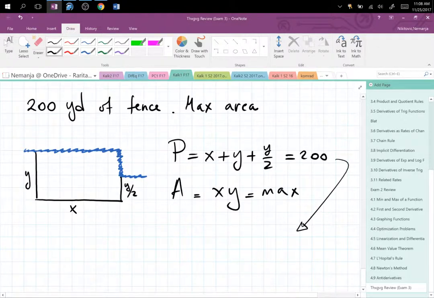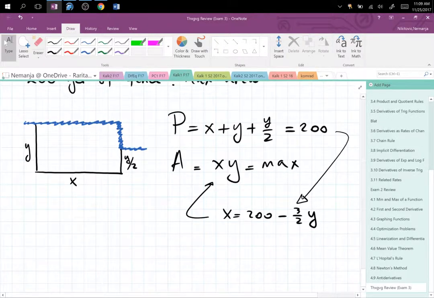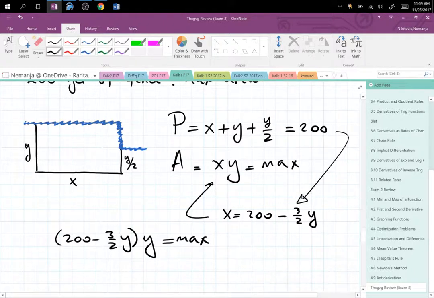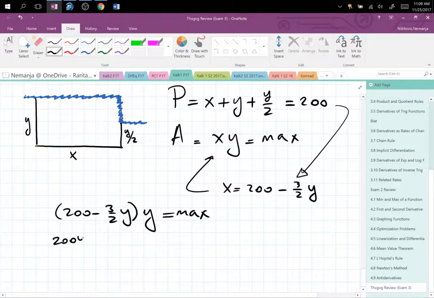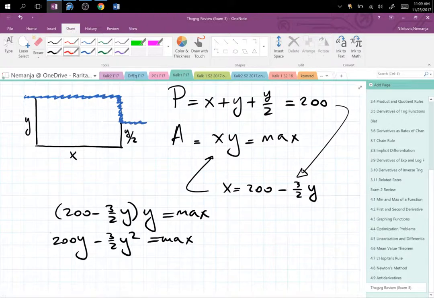Solve, as always the same. Solve for a variable, in this case X equals 200 minus 3/2 Y, because you have a Y plus a half a Y is 3/2 Y. And now, when you do that, plug into the objective equation. So X is replaced with 200 minus 3/2 Y, and then times the Y is equal to a max. Distribute Y, and hit that with the derivative.